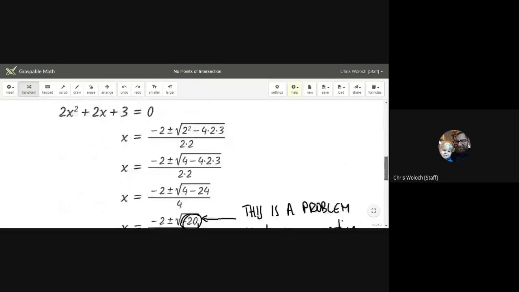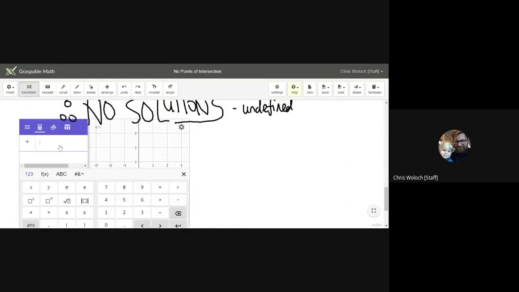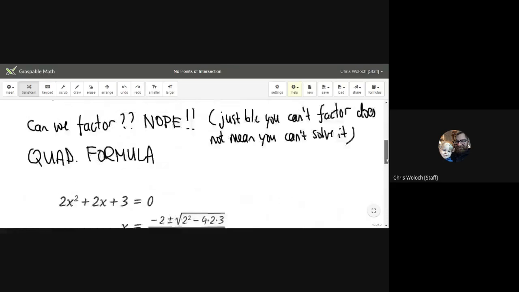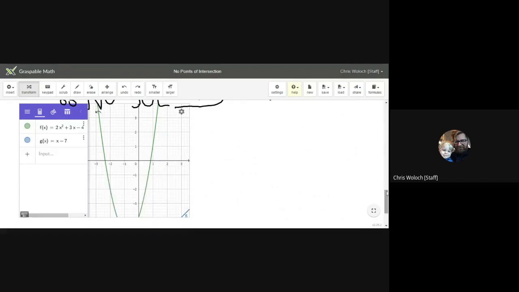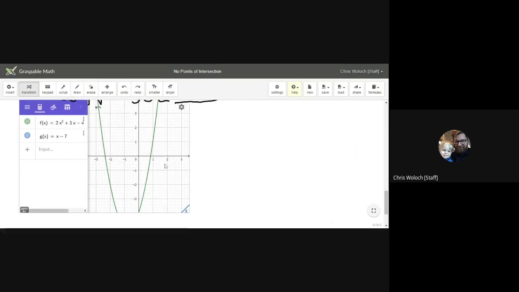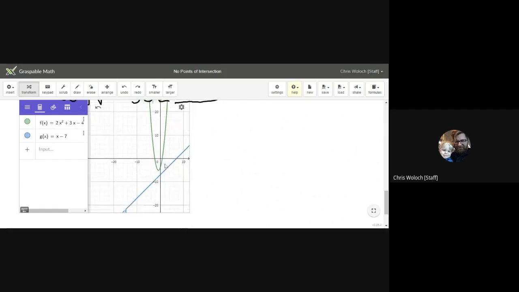right, if we have 2x squared plus 3x minus 4, right, so that's 1. And then what was the other one? X minus 7? Yeah, x minus 7. And if I zoom out on my graph, right, then we'll see that these will never cross.